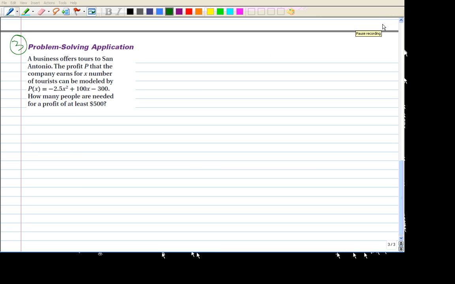Okay, let's look at one more example. Here's a problem-solving application. A business offers tours to San Antonio. The profit P that the company earns for X number of tourists can be modeled by this function, P of X. How many people are needed for a profit of at least 500? So let's start out by putting this into an inequality. Our profit function, which is -2.5x squared plus 100x minus 300, that's the amount of profit that we're getting. That has to be at least 500, so it must be greater than or equal to 500.